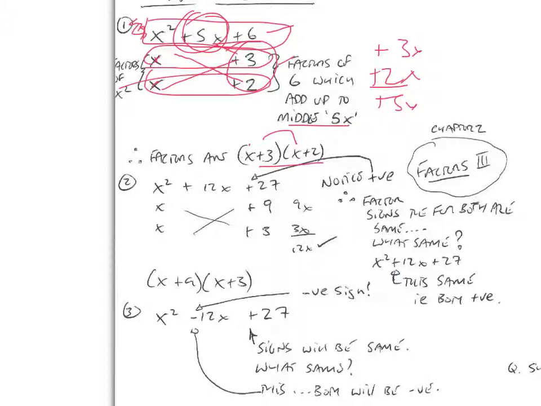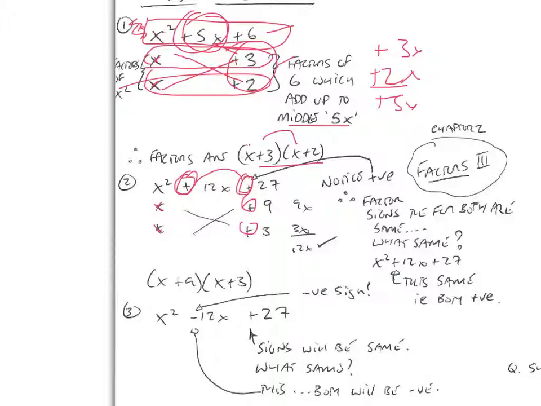Okay. What about this one? X squared plus 12x plus 27. So the factors of x squared are x and x. And we'll just draw your attention now to this sign here. It's positive. That tells us that the signs of both the factors will be the same. What same will they be? They'll be whatever this is, so they'll both be positive. Okay? So that's important to note that if this is positive, your factor signs will be the same. What same? This same here.